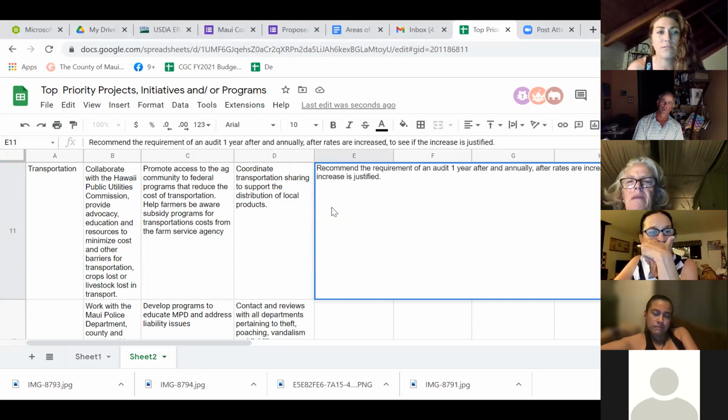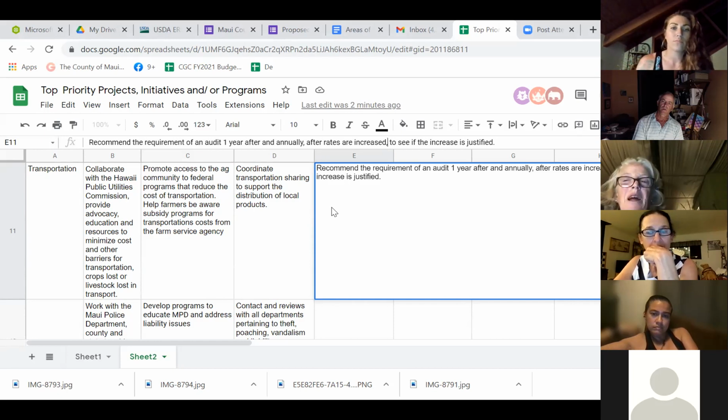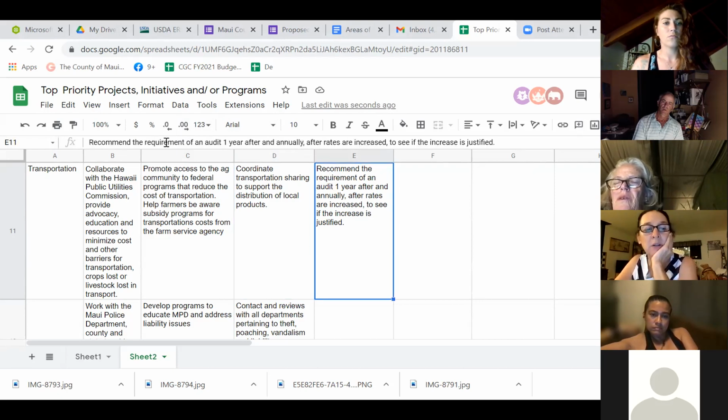So this is transportation. PUC is the Public Utilities Commission. So like Matson just was allowed to raise their rate. Was it Matson or Young Brothers? Young Brothers, it was allowed to raise their rates. So we're asking that an audit be required 1 year after and annually after rates are increased to see if the increase is justified. Okay, might it help to say PUC in there, or after shipping rates are increased? It already says it in B, the whole mother statement. Okay.